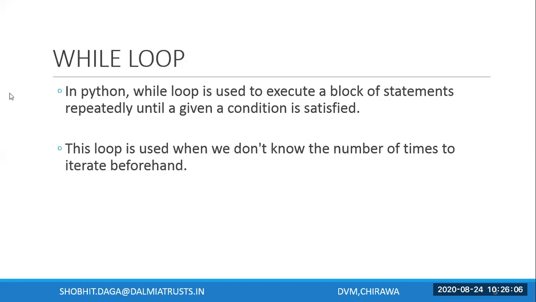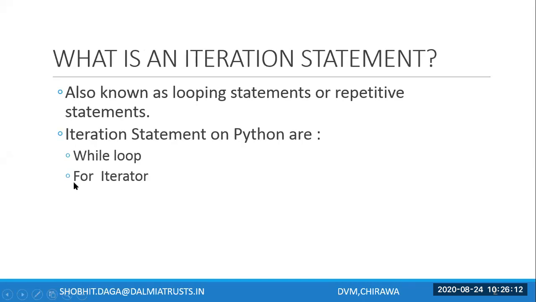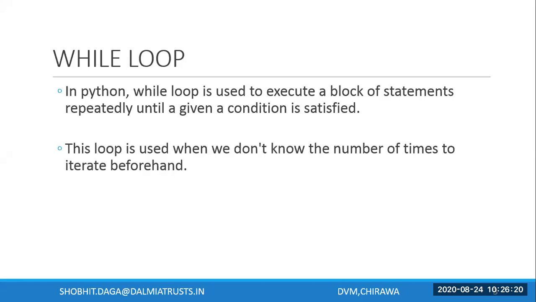We have said that there are two kinds of loops. There is a for iterator and there is a while loop. Both of them do more or less the same task of repetition. So when are we supposed to use a while loop and not a for loop? In Python, you will be using a while loop when you do not know how many times you will be iterating.